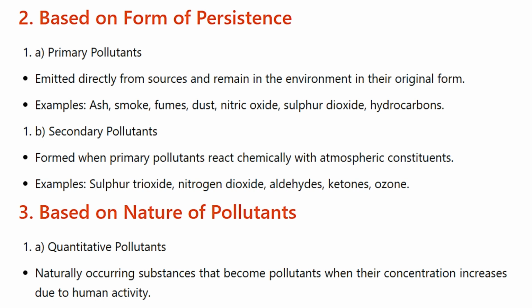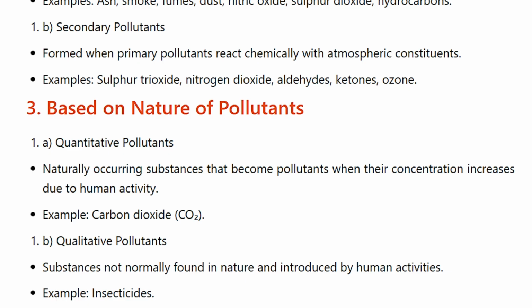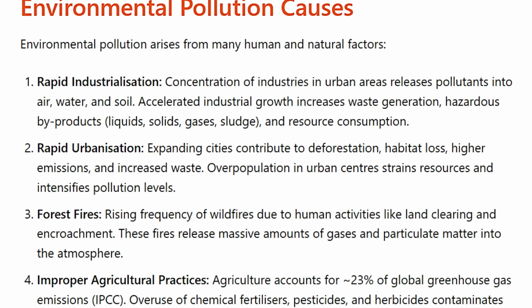Secondary pollutants are formed when primary pollutants react chemically with atmospheric constituents. Example: sulfur trioxide, nitrogen dioxide, aldehydes, ketones, ozone. Based on nature of pollutants, quantitative pollutants are naturally occurring substances that become pollutants when their concentration increases due to human activity. Example: carbon dioxide. Qualitative pollutants are substances not normally found in nature and introduced by human activities. Example: insecticide. Environmental pollution causes.